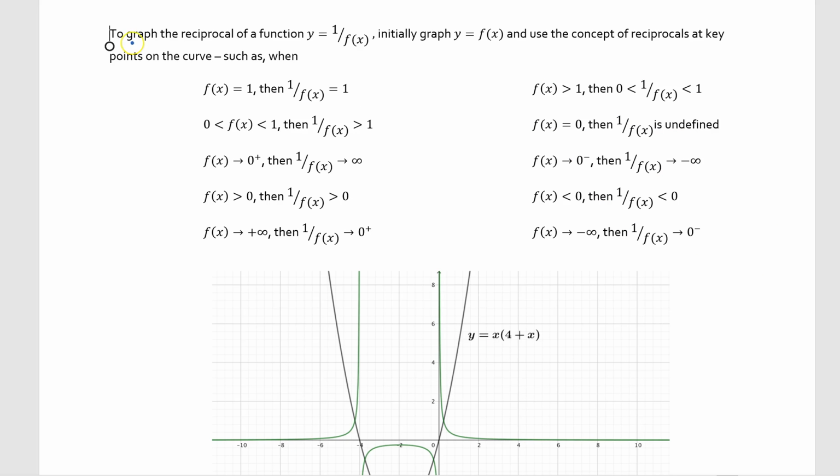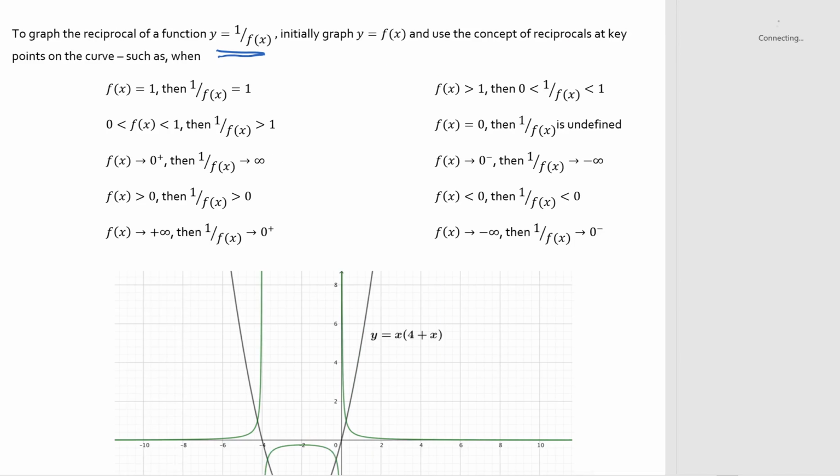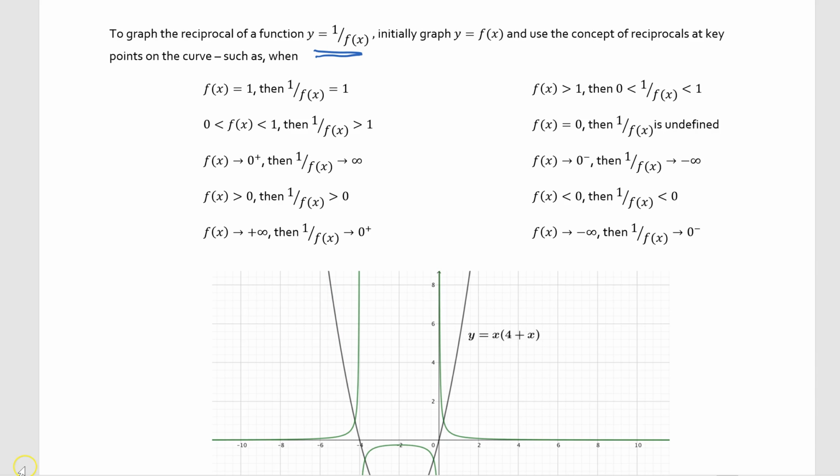Now the next little part of this takes a long time to say. It's quicker to think about. It's a little bit useful in extension 1. It will be very useful for those of you who go on to extension 2. So if we're graphing a reciprocal function, so y equals 1 on the function of x, then the process is to initially graph the function and use the concept of reciprocals at key points.